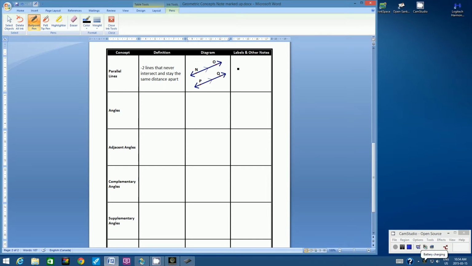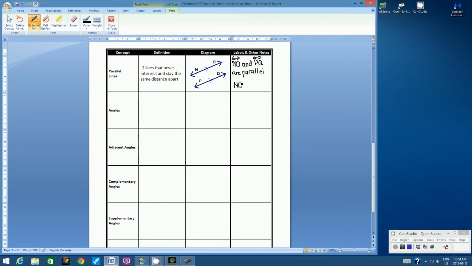Okay, so let's make some notes here. So we have line NO and line PQ are parallel. Line NO and line PQ are parallel. So there's a very cool symbol to show parallel lines.